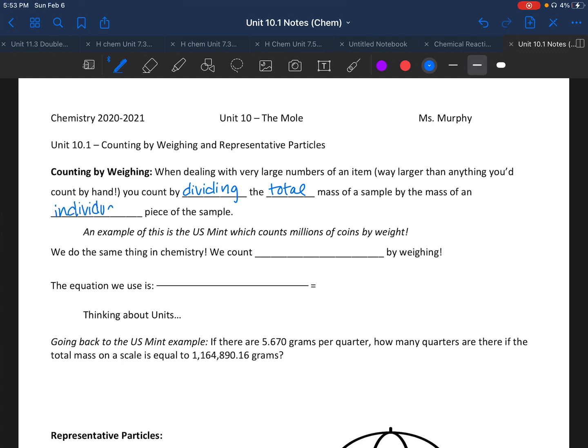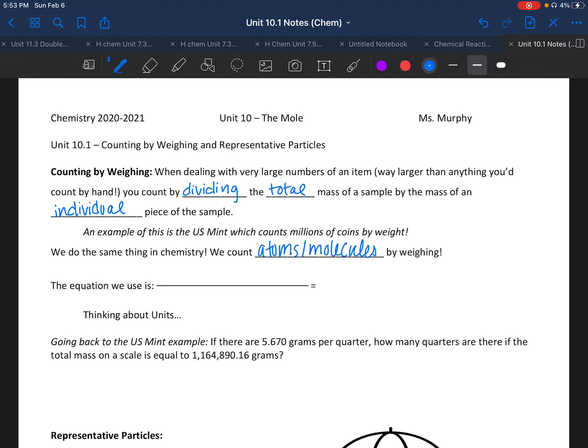And so the example that I like to talk about is the US Mint, which is in charge of counting millions and millions of coins. So of course it doesn't make sense for them to do these counts by hand. And so we do the same thing in chemistry. We actually count our atoms or number of molecules by weighing.